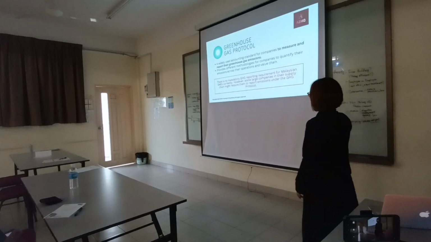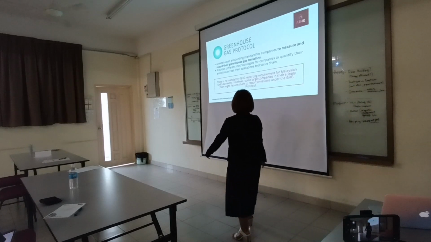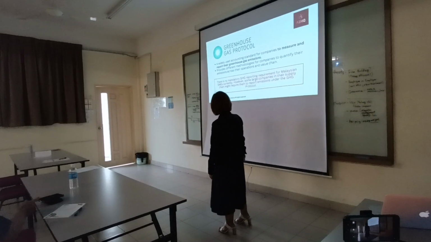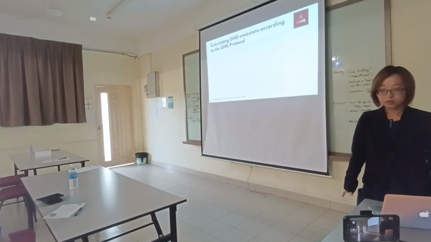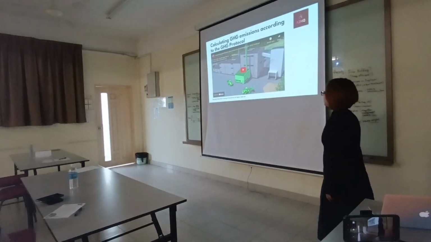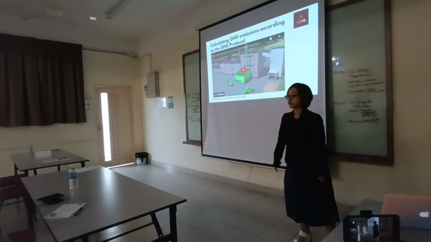Okay, so basically the Scope 1 to 3 emissions come from the Greenhouse Gas Protocol. So I will let you see the video, then you will understand what Scope 1, Scope 2, and Scope 3 emissions are.